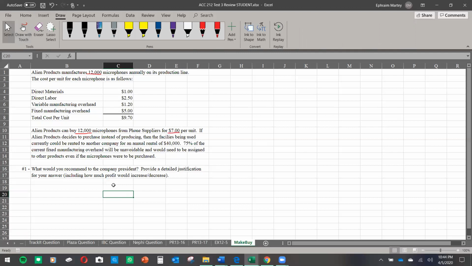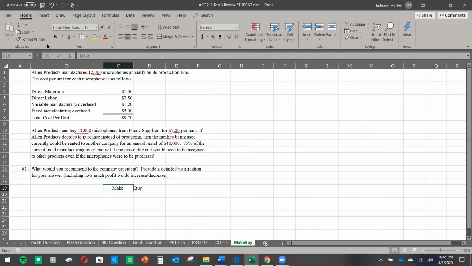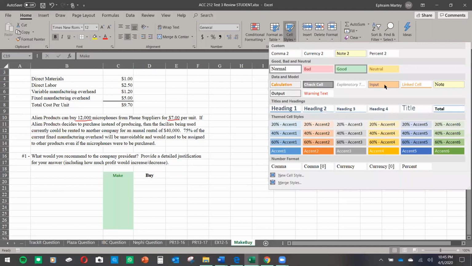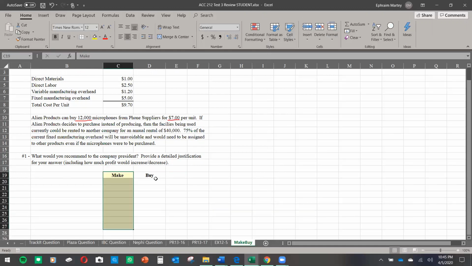So now let's compare them. I'm going to make a table with make or buy. This is make, this is buy. If we make them, this is the column. Let me select and make it colorful so it looks good. Looks pleasant, good.